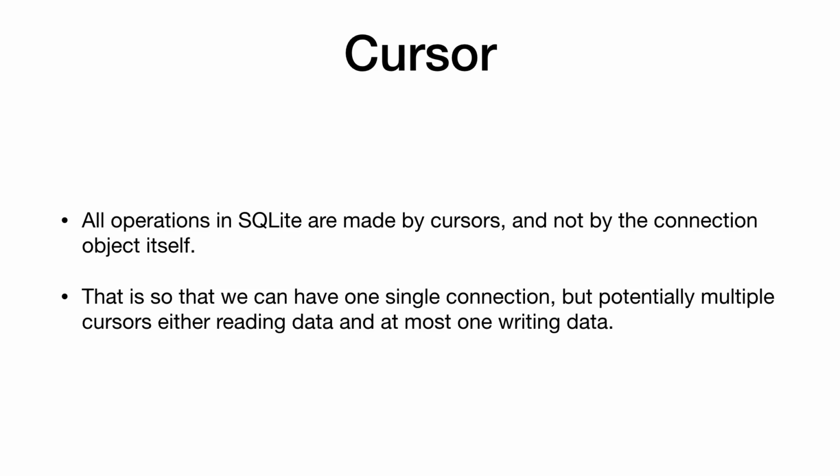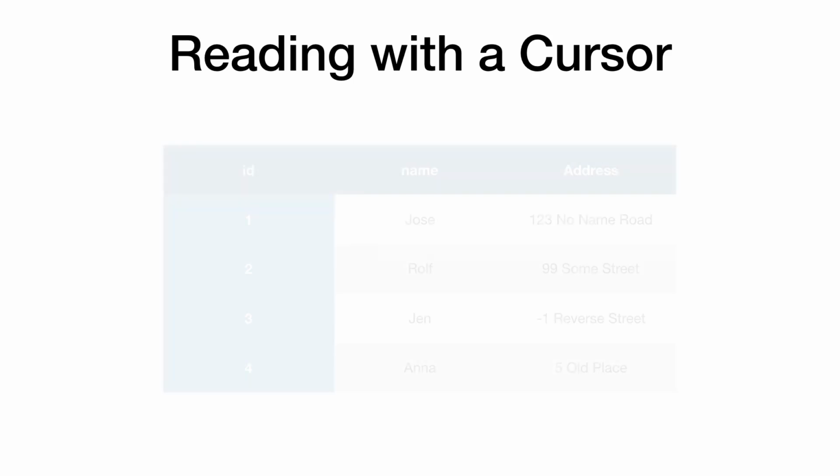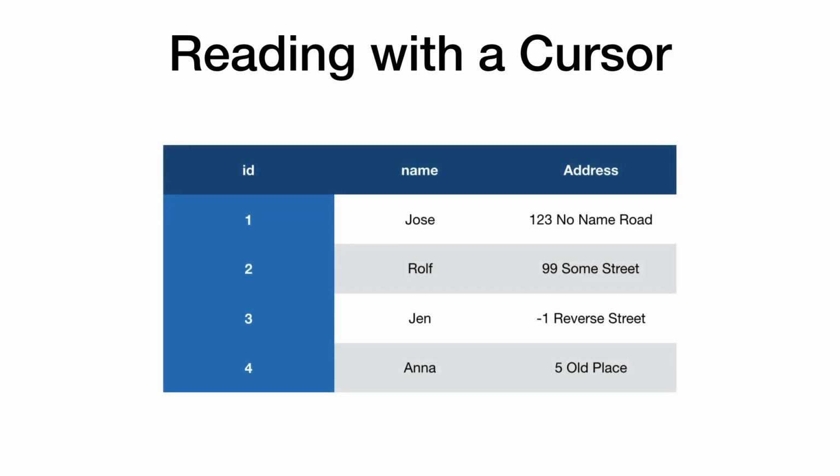The cursor also has a specific meaning, and there's a reason why it's called a cursor, and that is when we read some data. Let's say we have this table here, and we tell the cursor to fetch some data, get some data out of the database. The cursor starts there, at the very top, right before our first row. When we tell the cursor to move over to the next line, it will give us the first line, and the cursor will move to the second row.